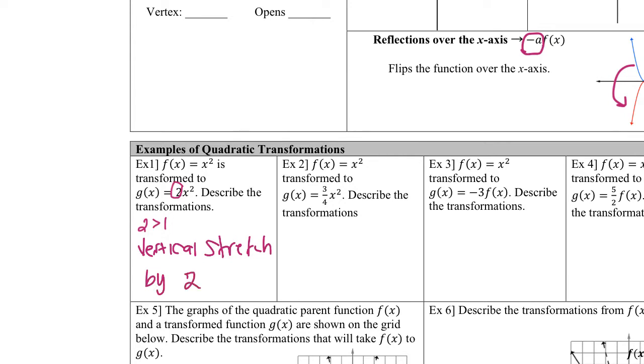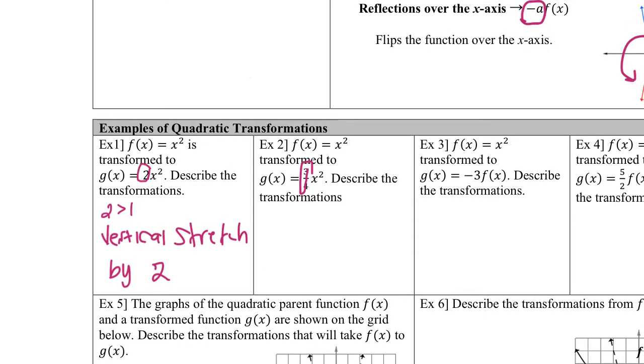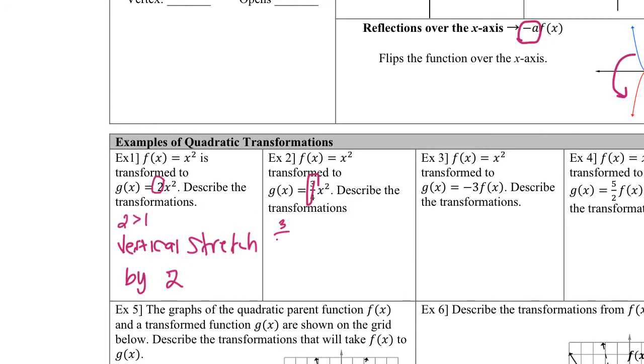Example 2, f of x equals x squared, that's the parent, transformed to be g of x equals 3/4 x squared. So again, this is your a because it's in the front and it's multiplied. Since 3/4 is less than 1, that means there was a vertical compression by, again, a factor of 3/4.